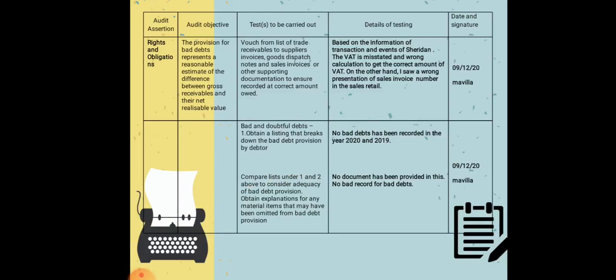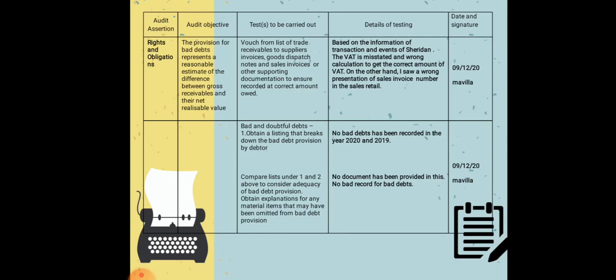Second, rights and obligations. Vouch from list of trade receivables to supplier invoices, goods dispatch notes, and sale invoices or other supporting documentation to ensure recorded at correct amount owed. Based on the information of transactions and events of Sheridan, the VAT is misstated and wrongly calculated to get the correct amount. On the other hand, I saw wrong presentation in the sales invoice number in the sales retail.